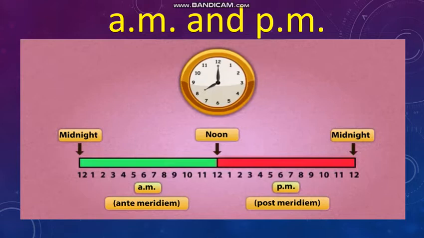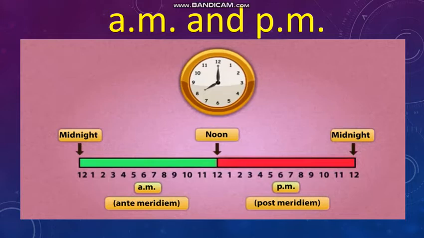There are 12 hours marked on the clock and the day has 24 hours. So we actually read the clock twice a day. 12 o'clock in the night is called midnight and 12 o'clock in the day is called noon or midday. We write it as 12 midnight or 12 noon.